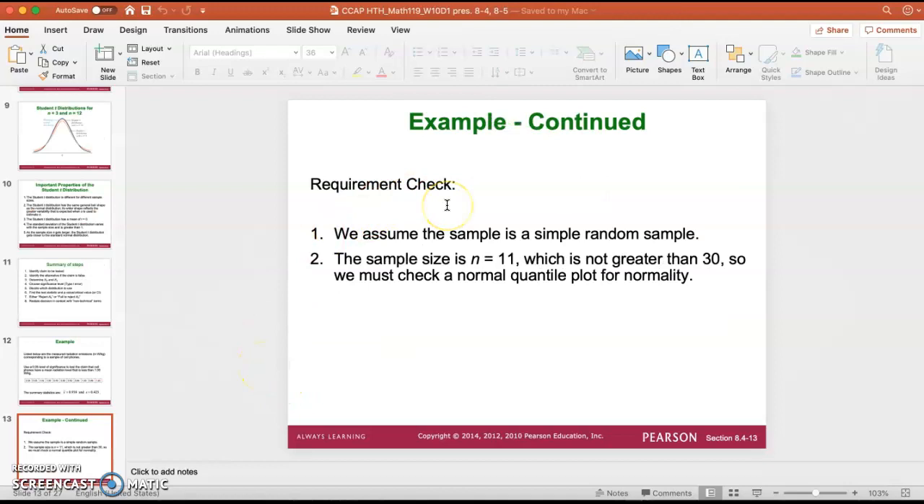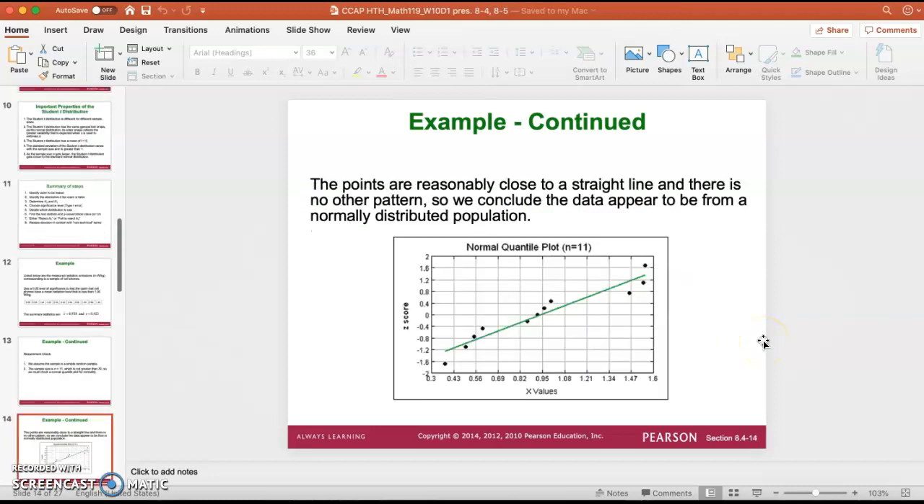So just a quick requirement check, we can assume that this will come from a simple random sample, which will be the case for most of the examples that we deal with. And the sample size is 11, so it's not greater than 30. So then we'd want to check to see if it would be coming from a normal distribution or a relatively normal distribution, which we could check with a normal quantile plot.